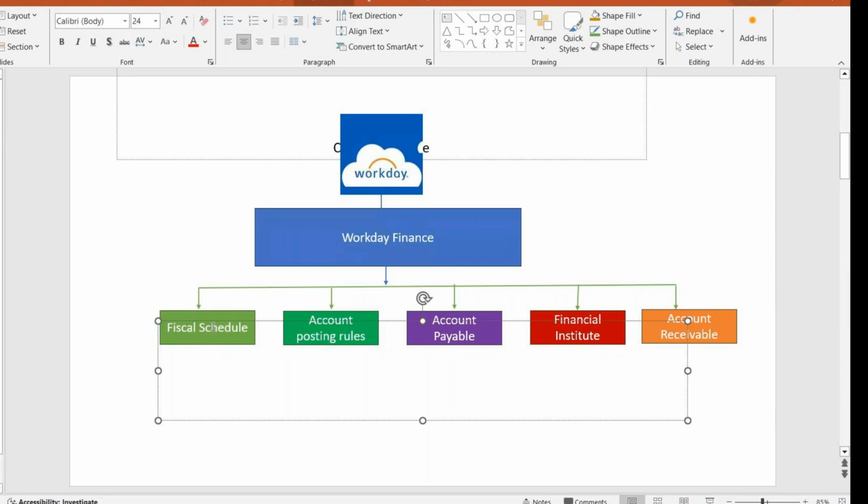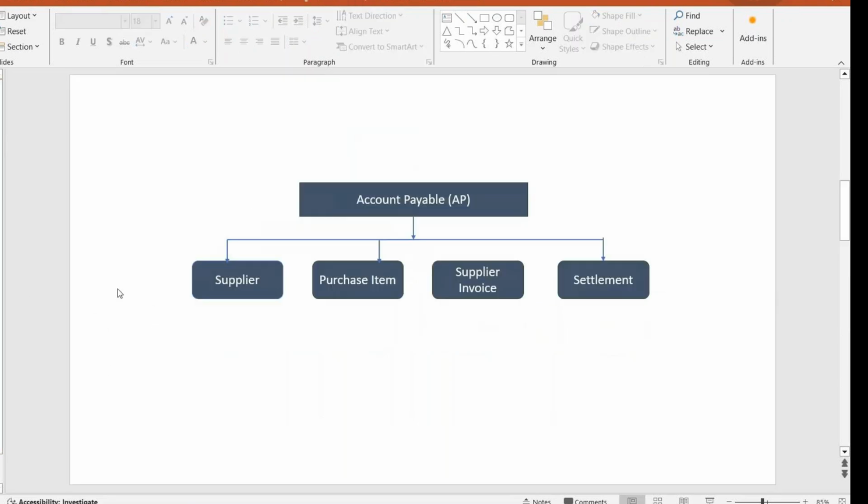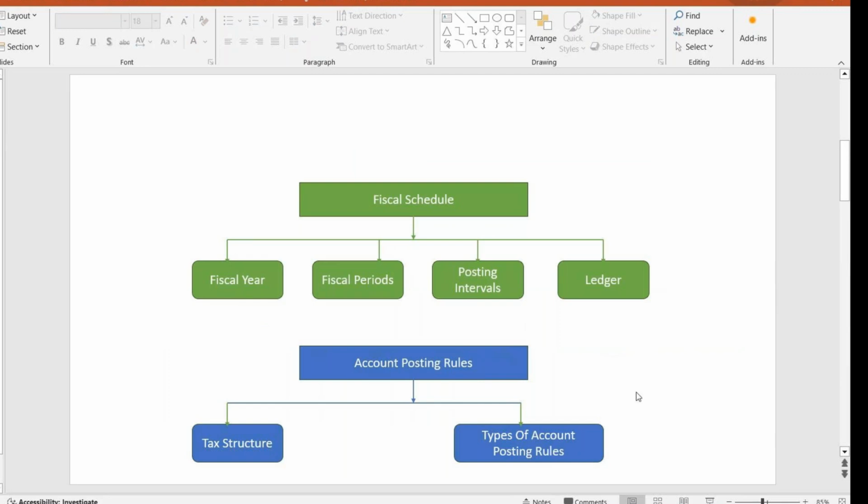Because once I talk about the fiscal schedule, you practice how to create the fiscal schedule and all. There you will understand what the fiscal periods are, how periods are created, and how posting intervals work. What are the account posting rules, and what are the standard rules for the accounts? Like corporate standard rules. These rules are delivered rules. Normally, whatever delivered rules are there from Workday, only those companies will follow.